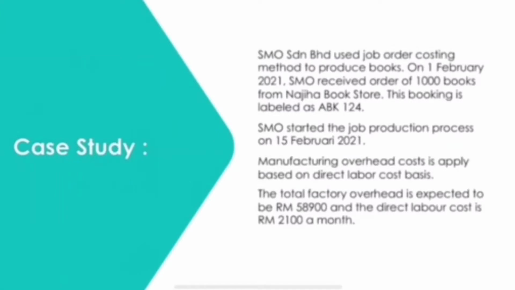Manufacturing overhead cost is applied based on the direct labor cost basis. The total factory overhead is expected to be 58,900 ringgit Malaysia and the direct labor cost is 2,100 for a month.